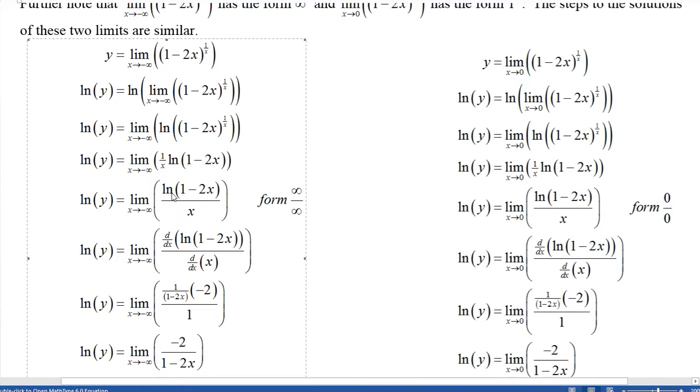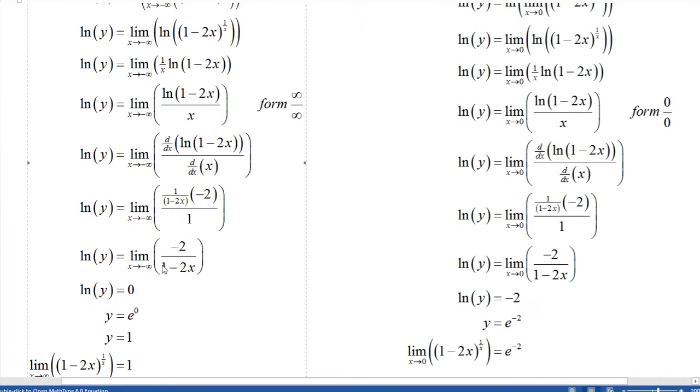Then rewrite this. I rewrote it as one fraction, ln of 1 minus 2x over x. And now as x goes to minus infinity, these both go to infinity, or at least maybe infinity over negative infinity. Okay, so that's one of our forms where we can use L'Hopital's rule. And these are differentiable where they're defined. So let's go ahead and take the derivative of the top and bottom, which is what L'Hopital's rule says we can do. The derivative of x is just 1. The derivative of log of u is 1 over u times the derivative of u. The derivative of 1 minus 2x is negative 2.